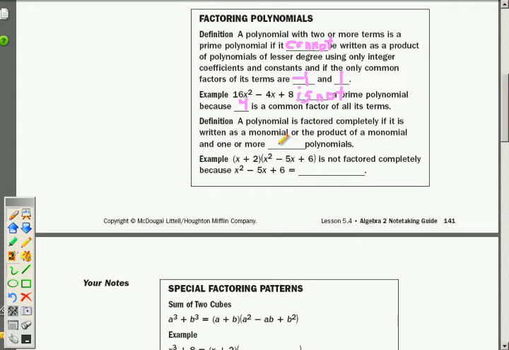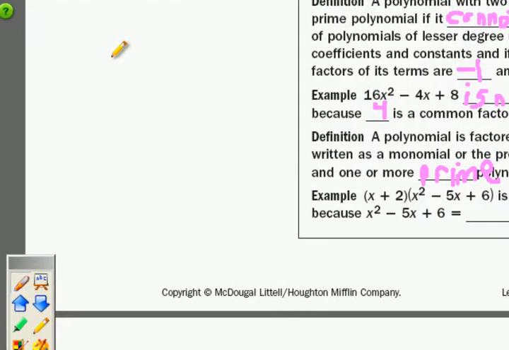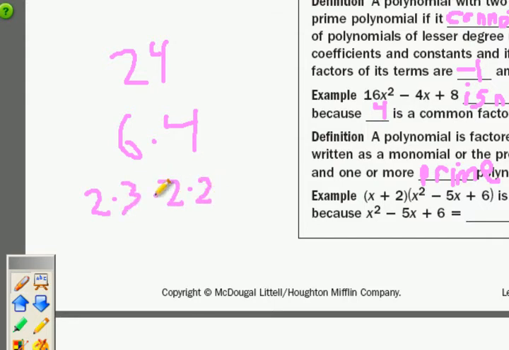A polynomial is factored completely if it is written as a monomial or a product of a monomial and 1 or more prime polynomials. So like if I take it to simplest forms, when I talk about numbers, like a number like 24, that's not prime because 6 times 4 can be multiplied. But that's not been factored completely because I still have to do 2 times 3 and 2 times 2. And that's the same thing we're going to do, but with much, much bigger numbers.